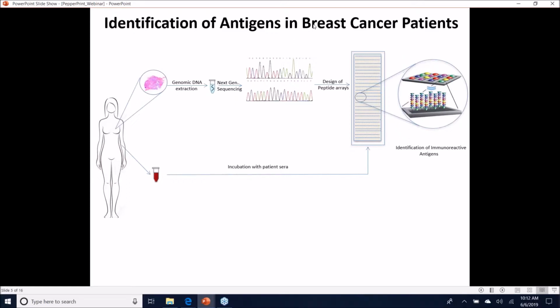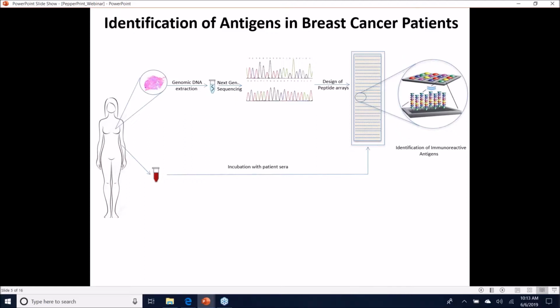And the idea is that once we find all the mutations, we would send them to PEPperPRINT to design peptide microarrays based on each patient's mutation profile. And we would get the blood samples from the same patient, and we would use the sera, which has antibodies, and incubate with the PEPperPRINT microarray to find out which of these mutations can actually be seen by the immune system and mount an effective antibody-mediated immune response. So that's how we started with the PEPperPRINT microarray.